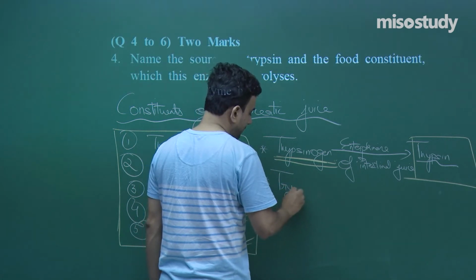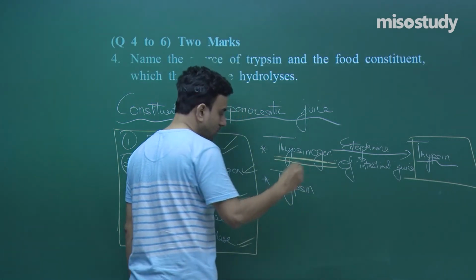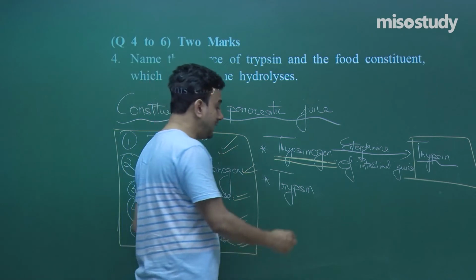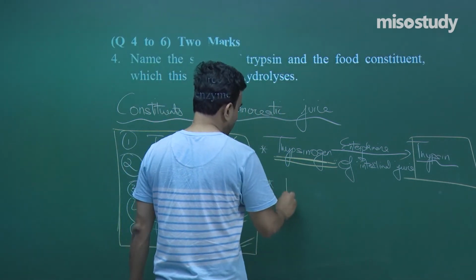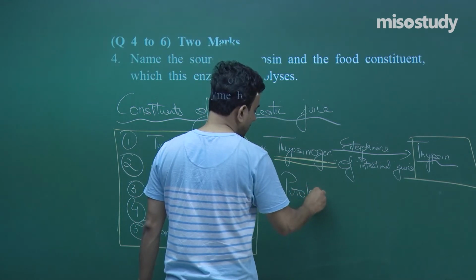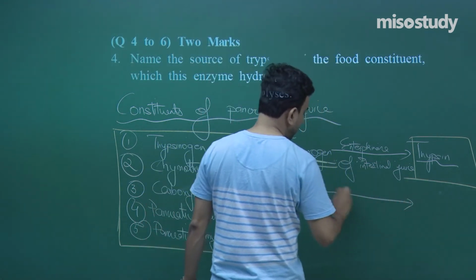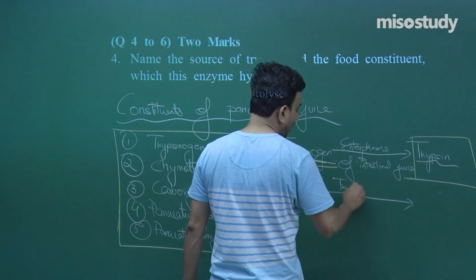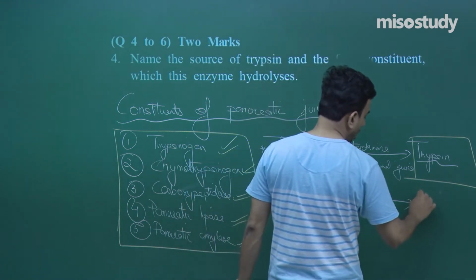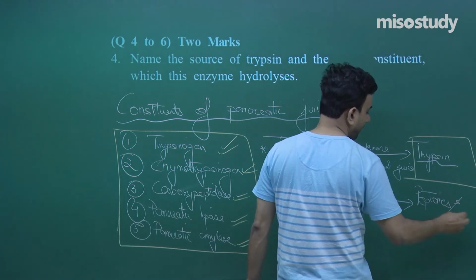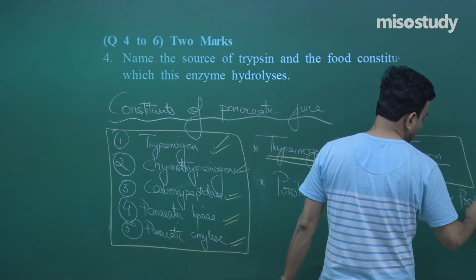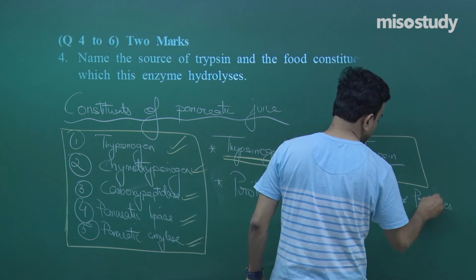Now, what we see is that trypsin will act on protein. Protein will be acted upon by trypsin of the pancreatic juice and will form peptones and proteoses.